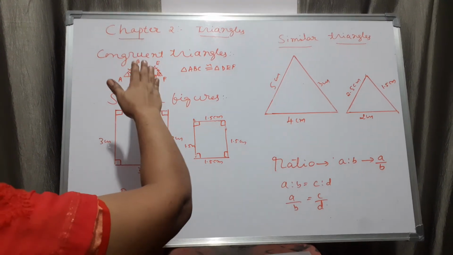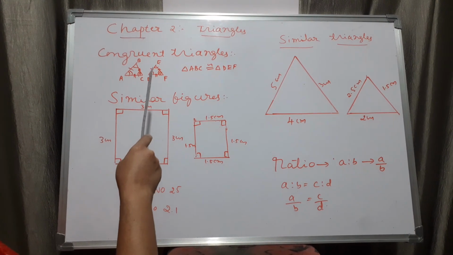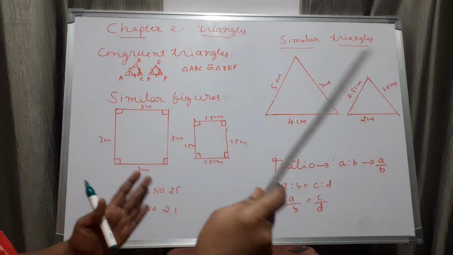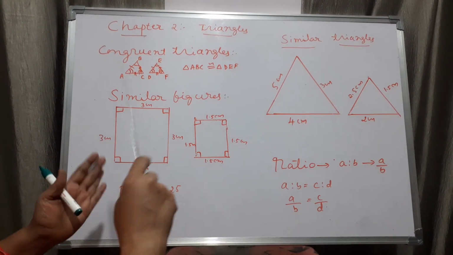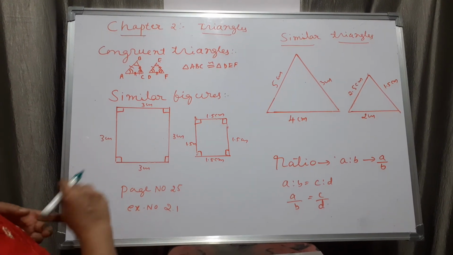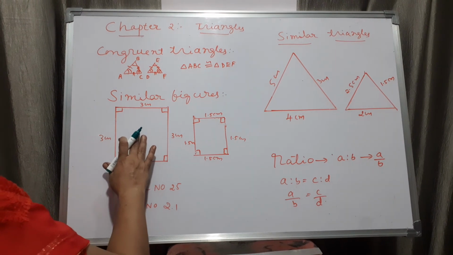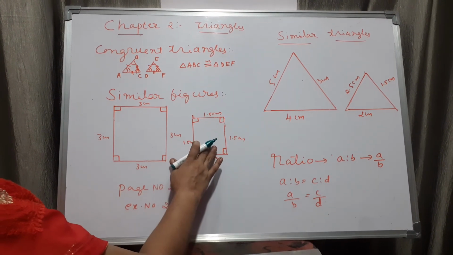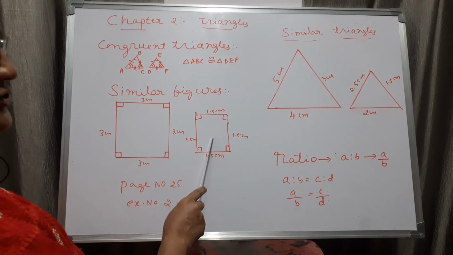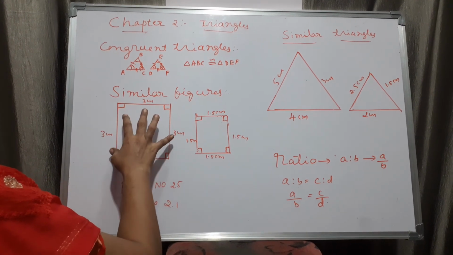Understood? Congruent triangles are nothing but three sides and three angles of one triangle being equal to the corresponding three sides and angles of another triangle. They are said to be congruent triangles. Now come here. Now see the similar figures I am taking. You can see here, it is a square and this is also a square. This is a big square and this is a small square. If we keep the small square on this, we'll get it inside only.